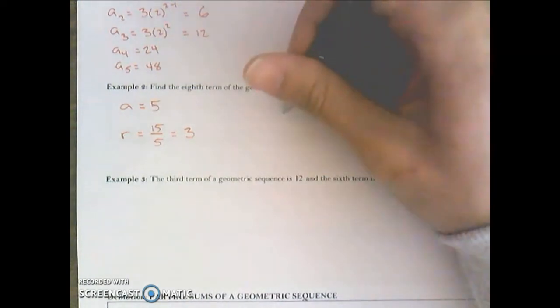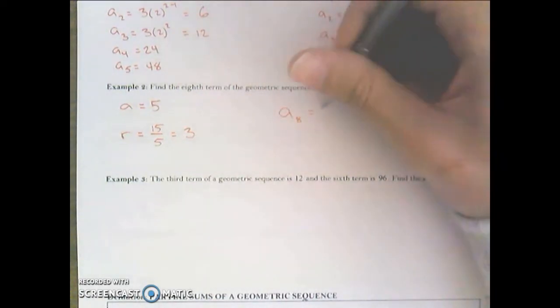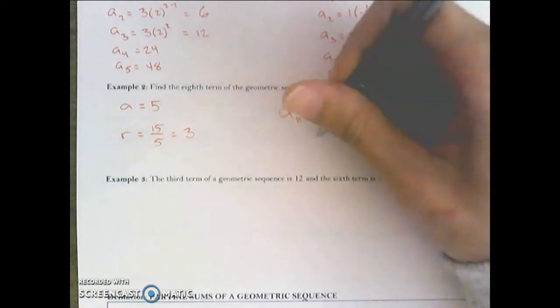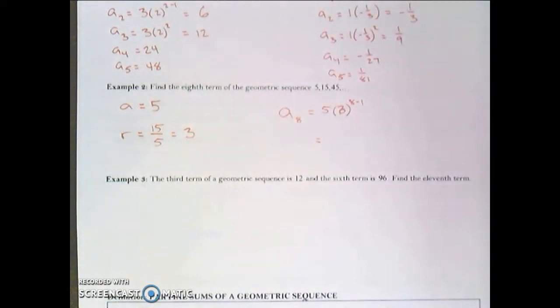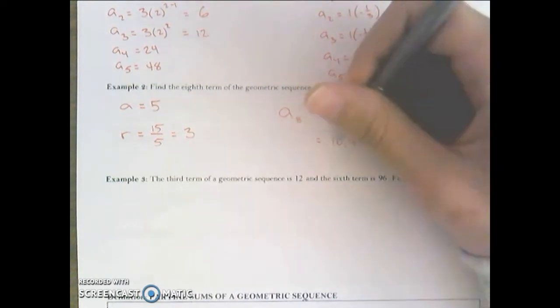So to find the 8th term, we plug it into our general form: a_n equals a times r, which is 3, to the n minus 1. So 8 minus 1. We have 5 times 3 to the 7th. Evaluate that in your calculator, you get 10,935.